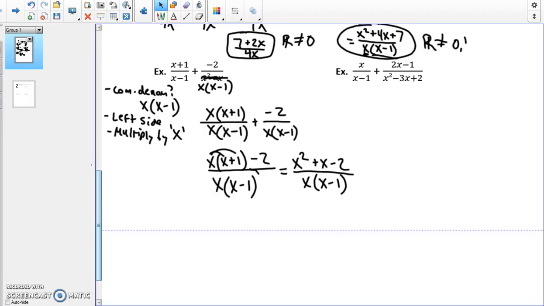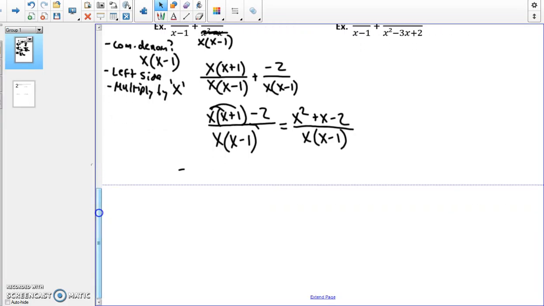Now, like I said, that top part can factor down now. Hopefully you look at that, it's a quadratic, and that's actually going to break down into, I'm going to jump over here, we're going to get x plus 2 times x minus 1 divided by x times x minus 1.